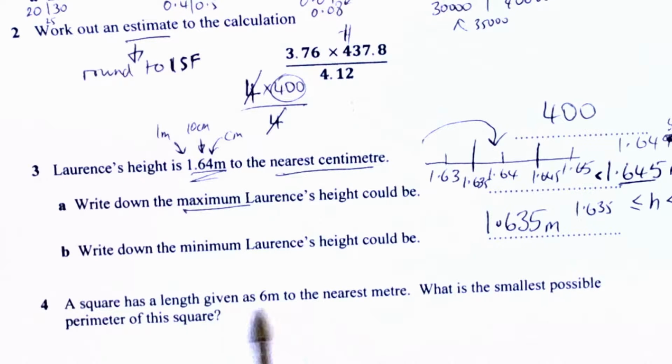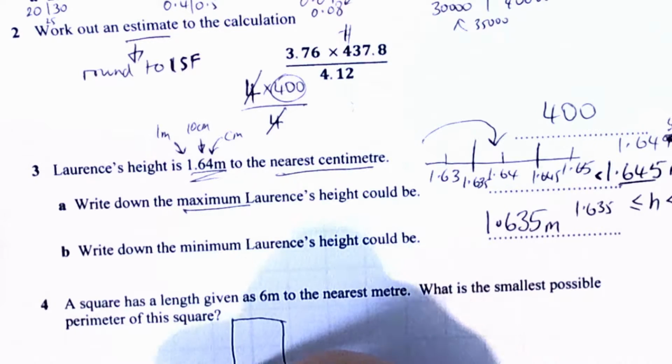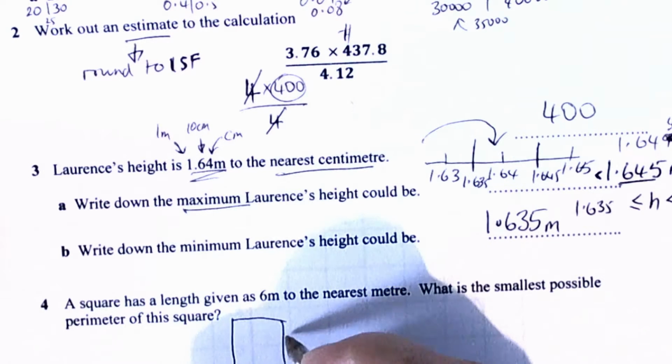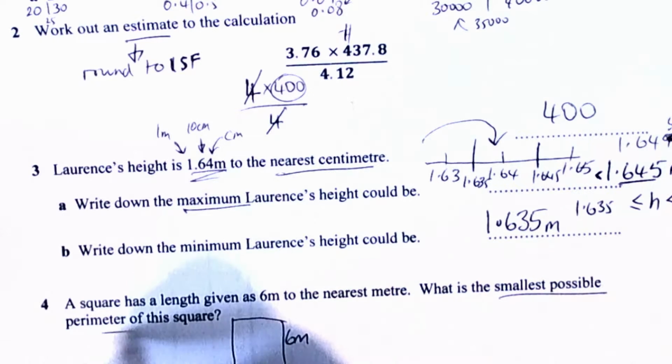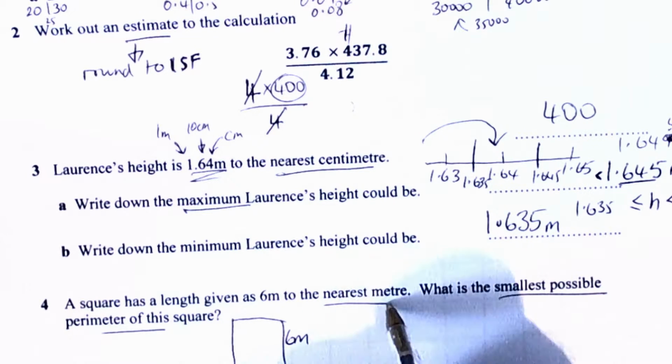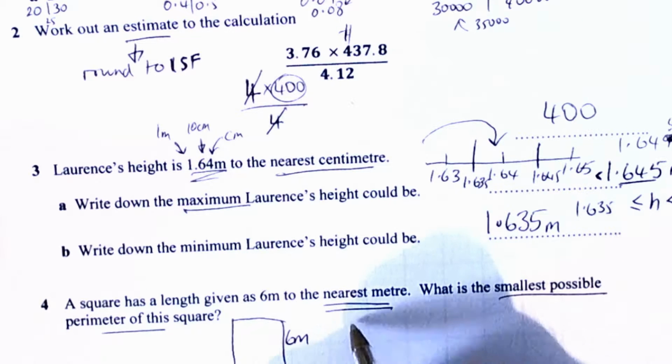Okay, so a square has a length given as 6 metres to the nearest metre. So obviously it's about a square, so it's useful to draw a picture to see what it's talking about. And it's saying what is the smallest possible perimeter of this square. The fact that it's mentioned the nearest, again, implies that we're talking about boundaries.